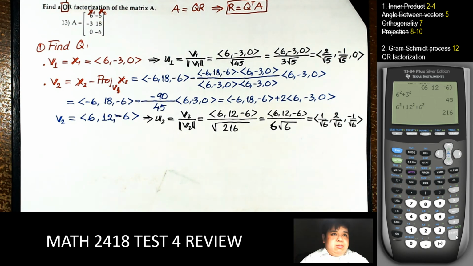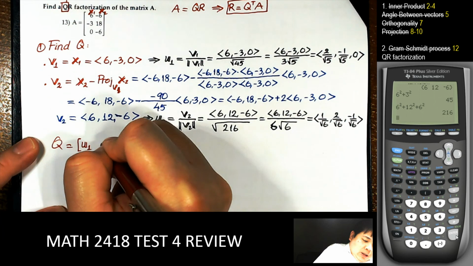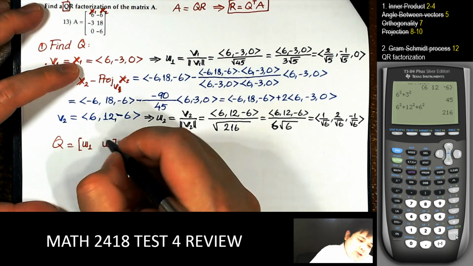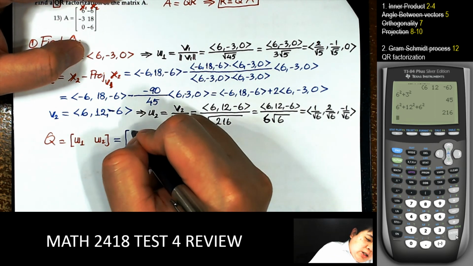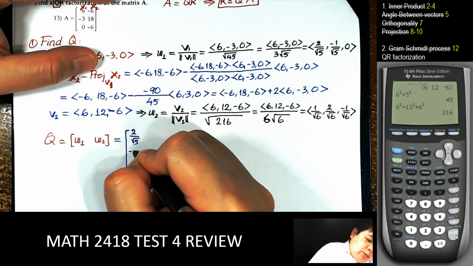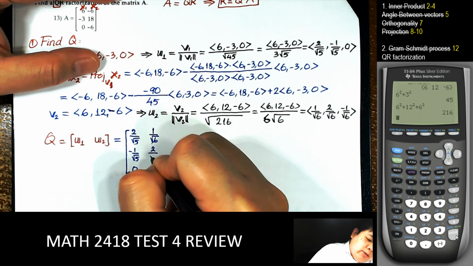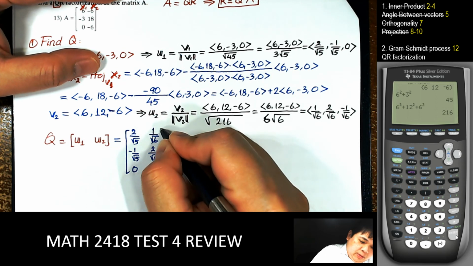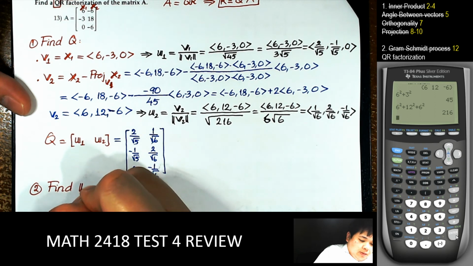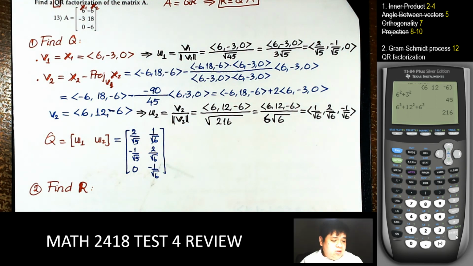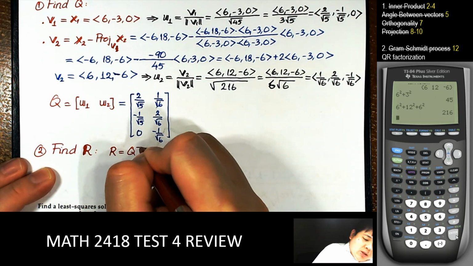Alright, so we're going to stack that into Q. So the matrix Q finally will be just U1 and U2. So we're going to put that. This is the vector U1: 2 over square root of 5, negative 1 over square root of 5, and 0. Then 1 over square root of 6, 2 over square root of 6, and negative 1 over square root of 6. That is Q. And then we find the matrix R, not the vector R. It's just a regular capital R. Notice A equals QR, so R equals Q transpose A.